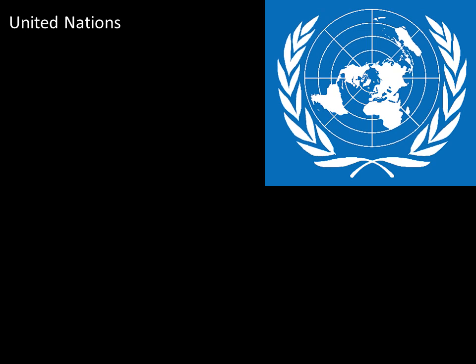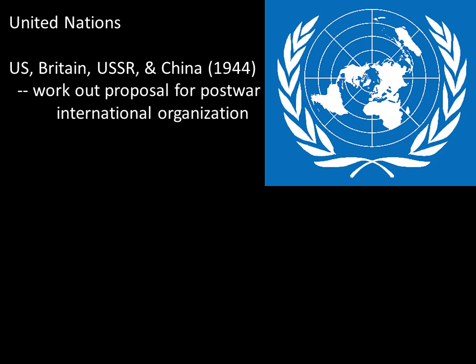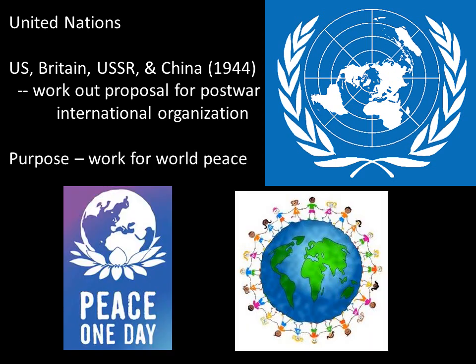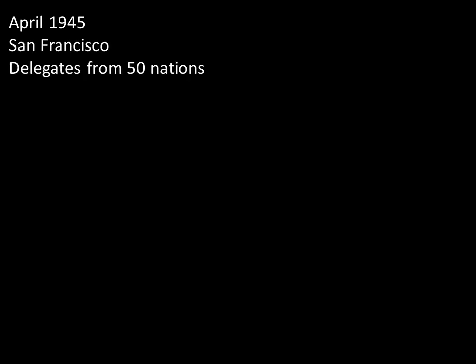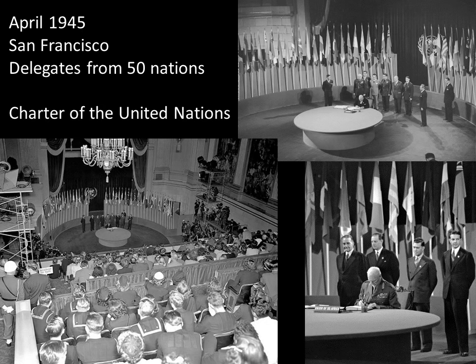Before the war was over, in 1944, the United States, Britain, Soviet Union, and China got together to work out a proposal for a post-war international organization, the purpose of which would be to work for world peace. In April of 1945, in San Francisco, delegates from 50 nations are going to get together and draw up the Charter of the United Nations.